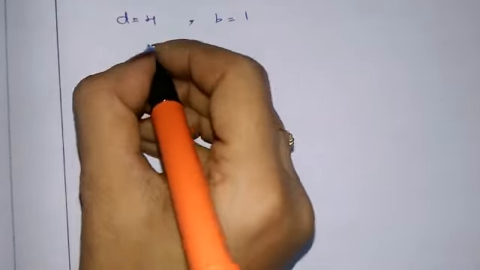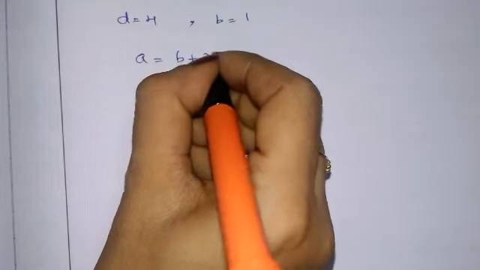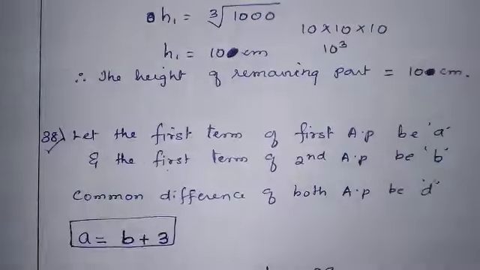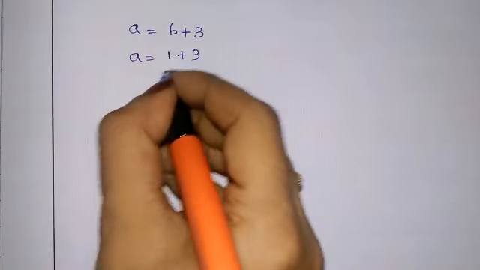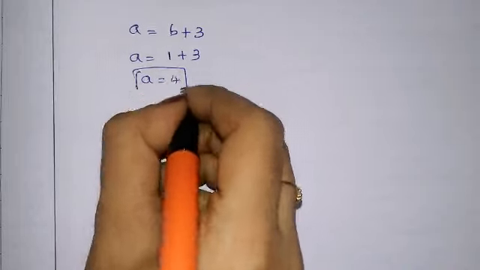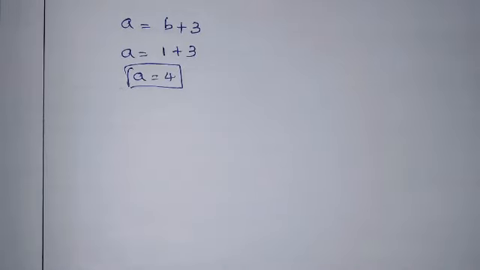Now we want the A value. We know A equals B plus 3, which we have got just now. So A equals B value, which is 1, plus 3. A equals 4. Now we have got A, B and D.